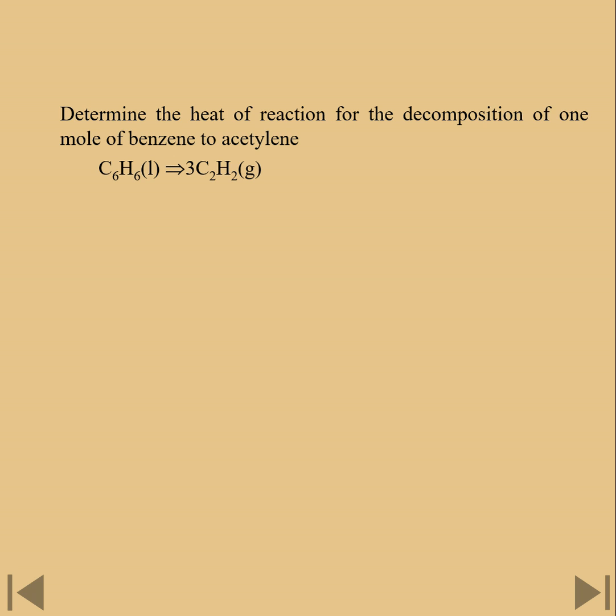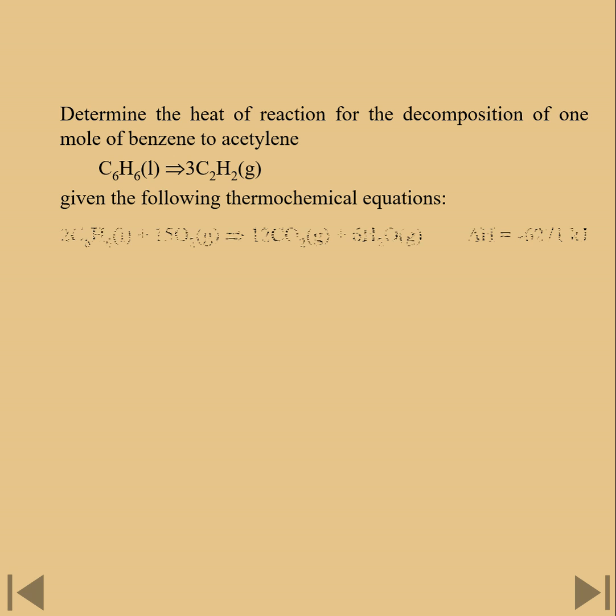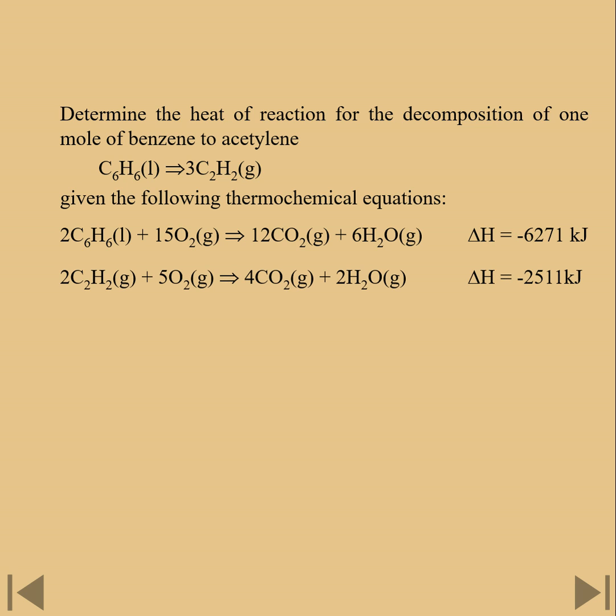Okay, determine the heat of reaction for the decomposition of 1 mole of benzene to acetylene. So that C6H6 is benzene, the C2H2 is the acetylene. And we're asked to do so given the following thermochemical equations. So what's going on here? Well, if you're given multiple equations, expect that you're adding those equations together. So, again, the equation at the top, that's our main equation, the one we're after. The two below, we're going to call that 1 and 2.